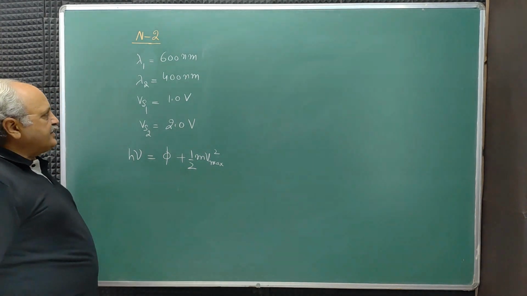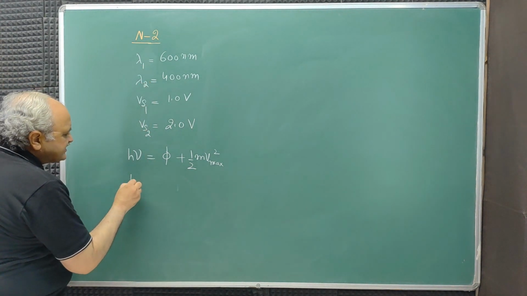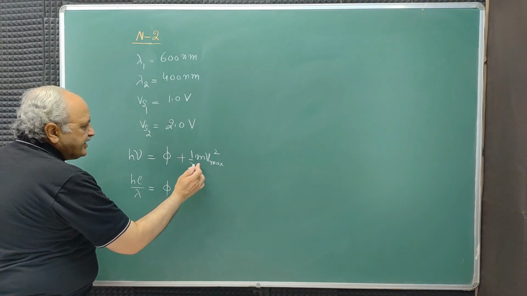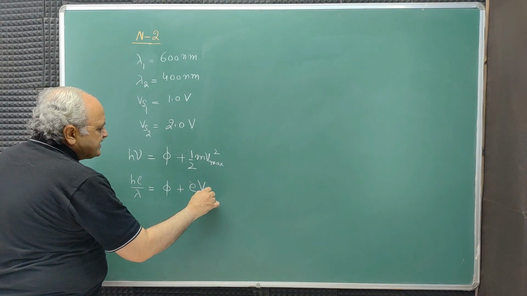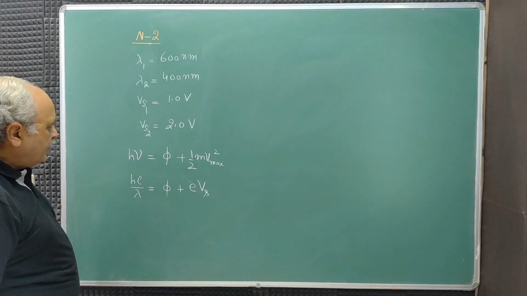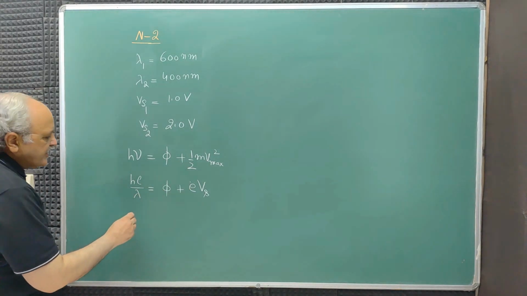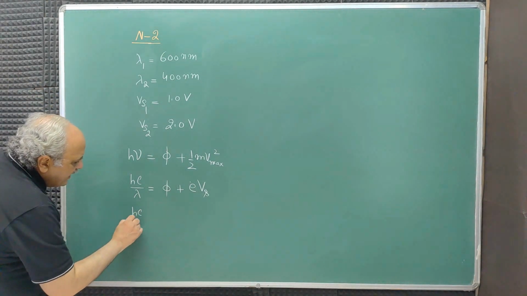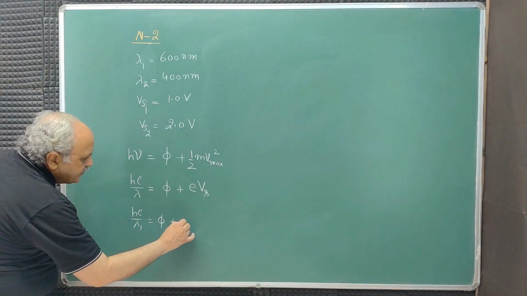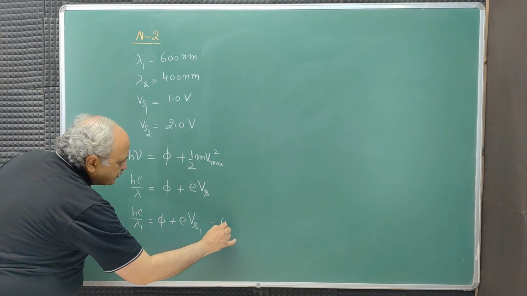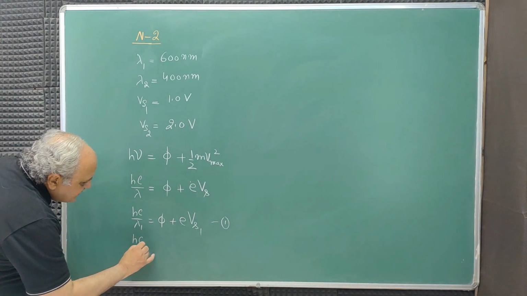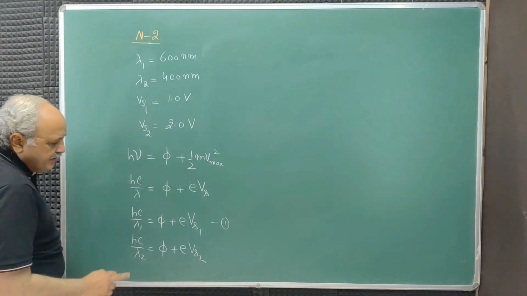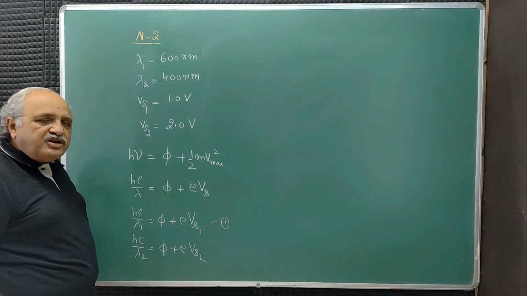But we need to modify it because we are given the wavelength. So let's write this as hc by lambda equals phi as it is, plus, instead of half m v max square, we'll write this as E into Vs. So for the first case you write the same equation, and for the second case, and let's take the subtraction of the two. hc by lambda 1 is equal to phi plus E Vs1. This is for the first case. Similarly, we have hc by lambda 2 is equal to phi plus E Vs2. Note, I kept the work function the same because the material is the same.